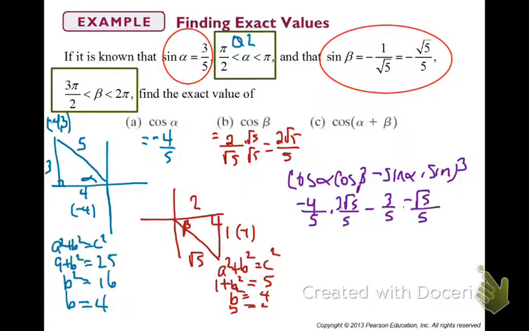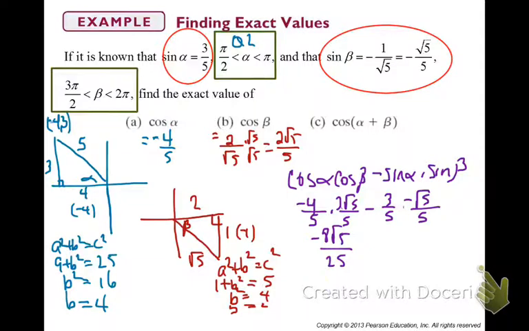Let's do some multiplying. Let's take the negative 4 times the 2 square root of 5. What would that give you? Negative 8 square root of 5. And then multiply your 5 times your 5.